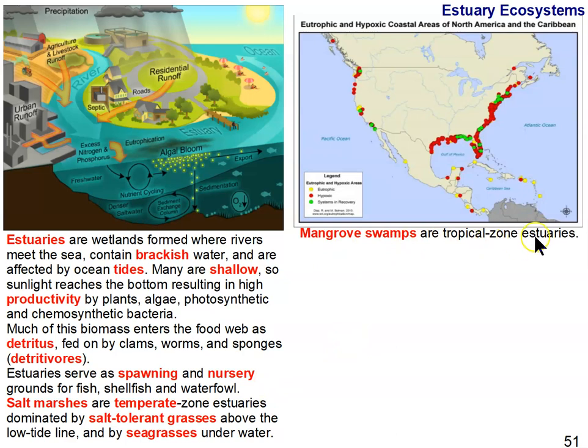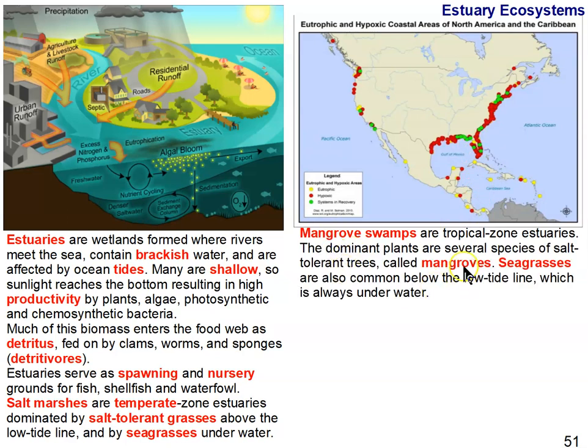Mangrove swamps are tropical estuaries, so all of these down here that are marked on this map with various colors are going to be tropical estuaries or mangrove swamps. And mangroves are trees that are specialized to grow in brackish water. So their roots are submerged all the time. The trees are basically growing out of the water, and they can handle that even though there's salt in that water.